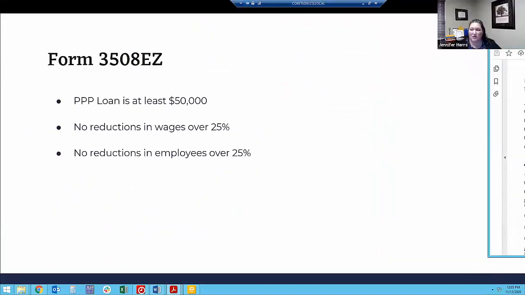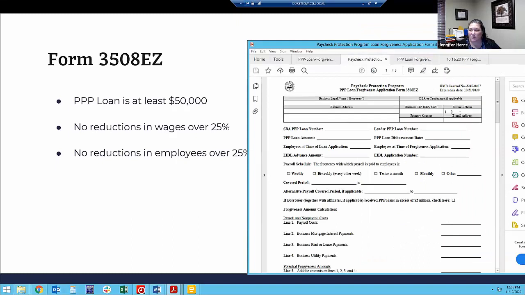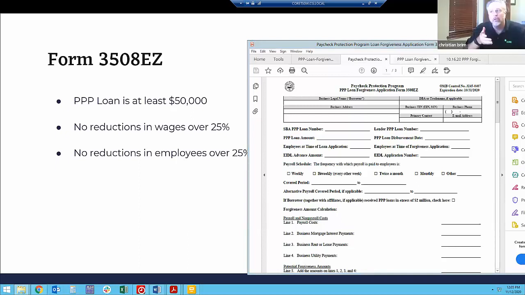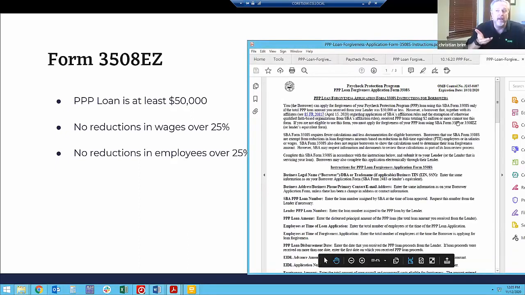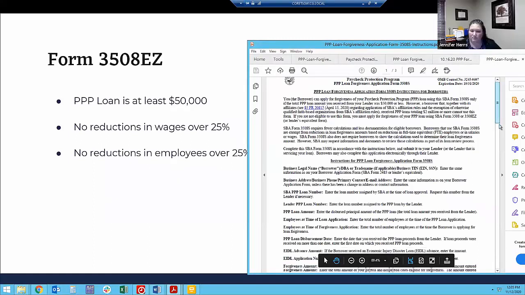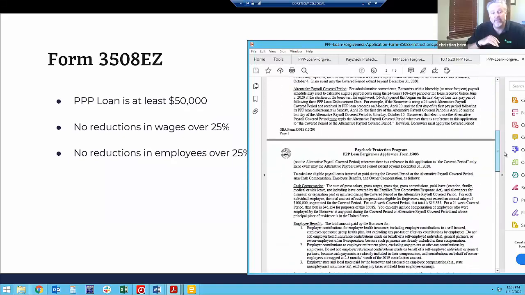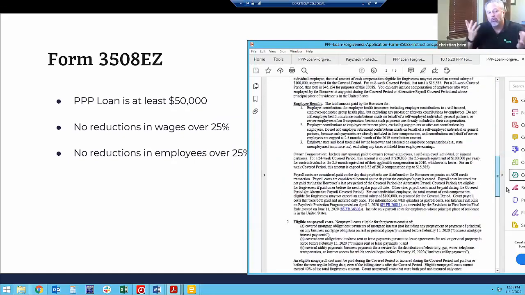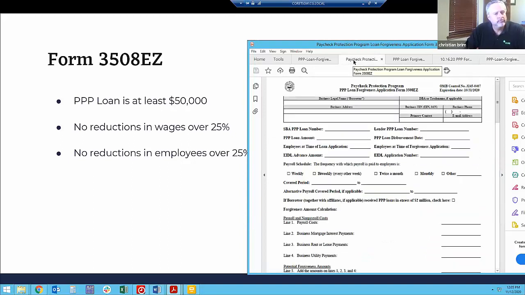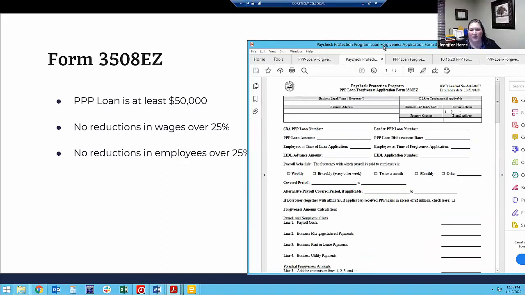That is not strictly in the information. I would assume so, but I have not been able to clarify that yet. So theoretically, you could have a loan that was less than 50,000 that you had reductions, but not more than 25%. What form should I do? I would check with the bank, but I would go with the easy form. Okay.